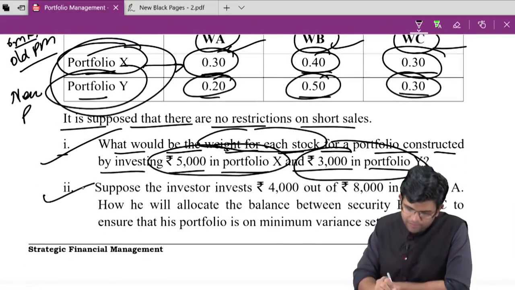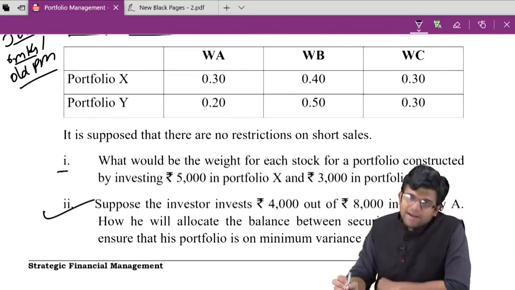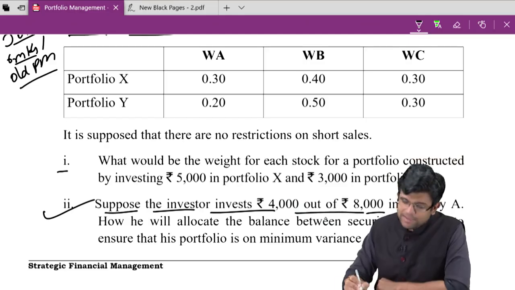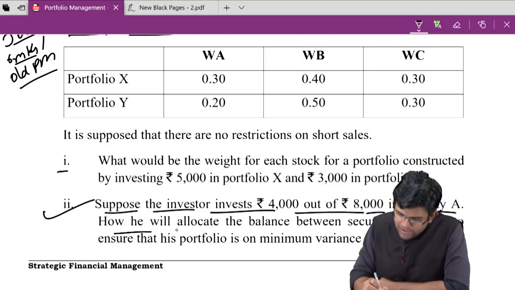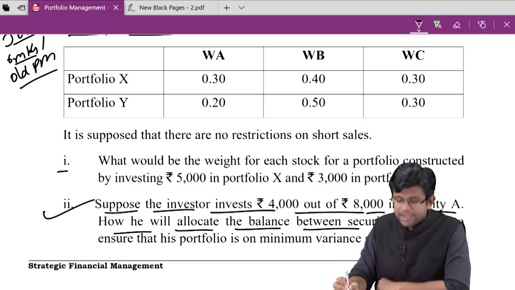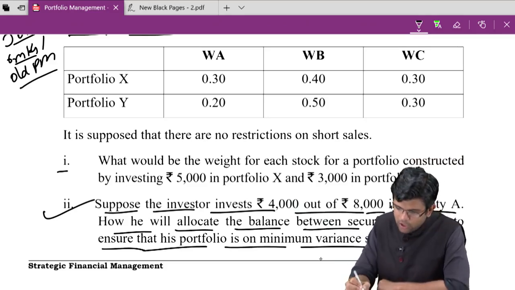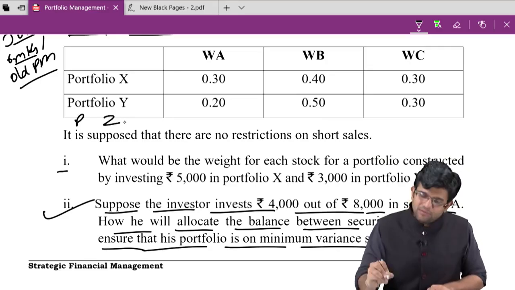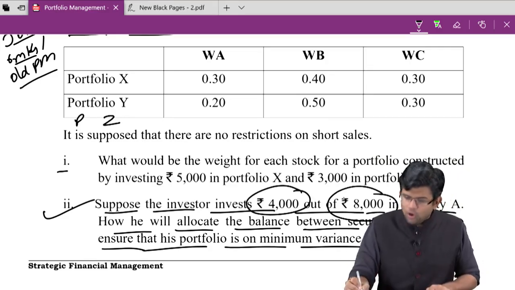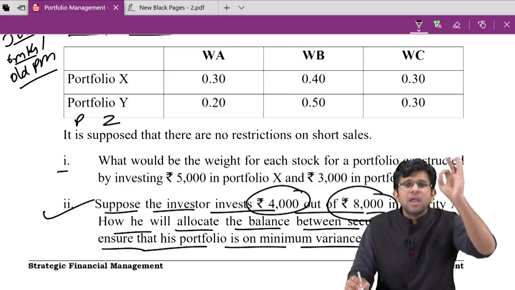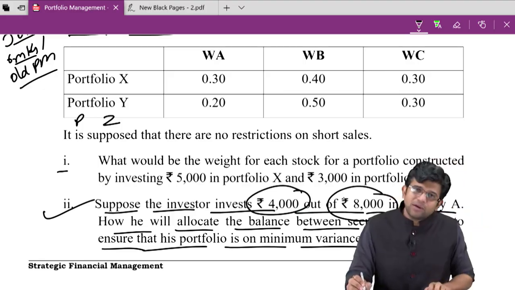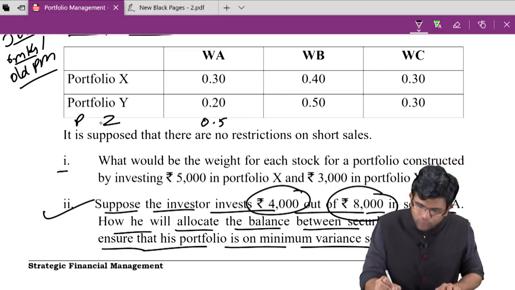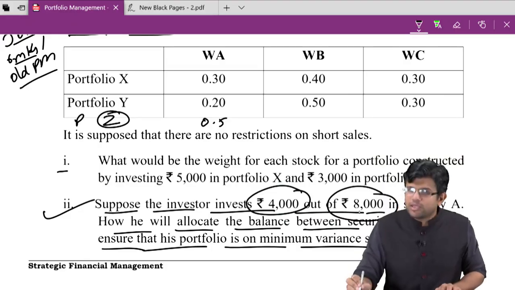Now they are asking in point number 2. Please pay attention, okay? Let's start. Suppose the investor invests 4,000 out of 8,000 in security A. How will he allocate the balance between security B and C to ensure that his portfolio is on the minimum variance set? So he is creating a new portfolio Z in which he has already decided to invest 4,000 out of 8,000, which means he has 8,000 to invest. Of that 8,000, 4,000 is investing in security A, which means the weight of A in this new portfolio Z is 0.5, that is 4,000 out of 8,000.